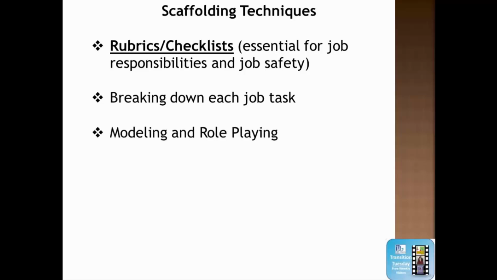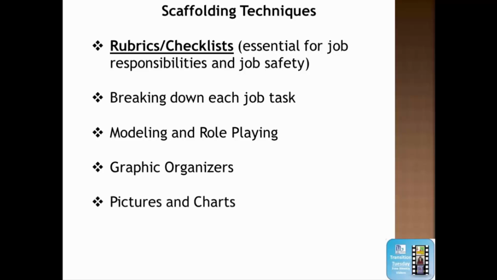Provide modeling and role-playing of the tasks that the student needs to be doing at their job. You can provide graphic organizers. You can also provide pictures and charts of how tasks are supposed to be completed, and videos, which again can be found on the internet, or you can make some of your own videos.